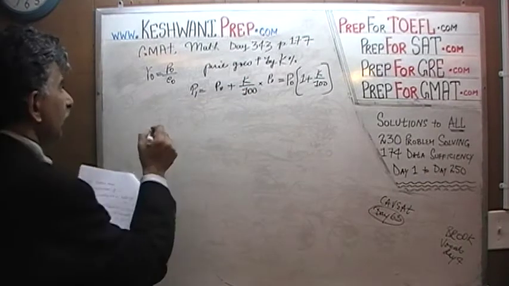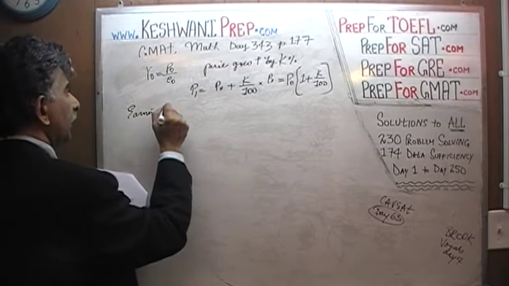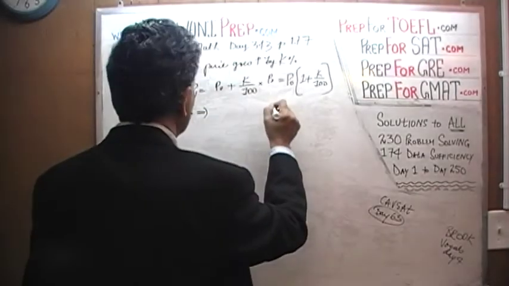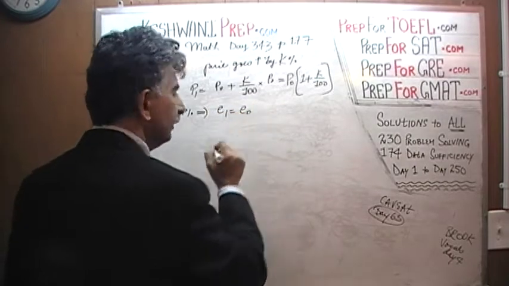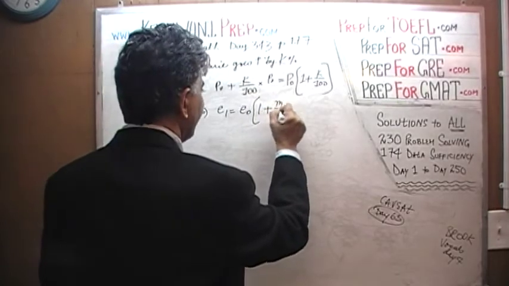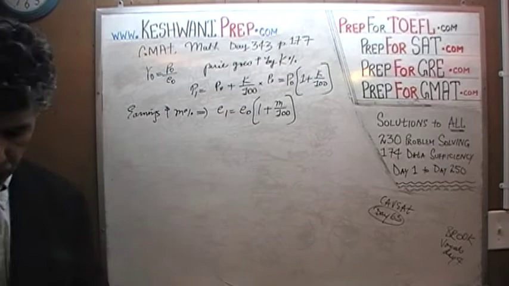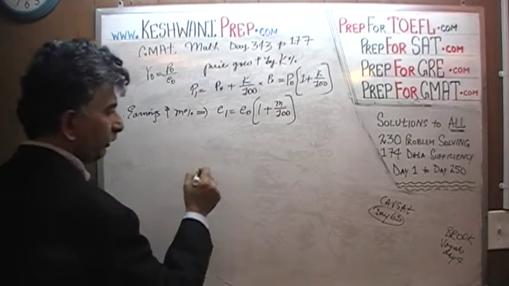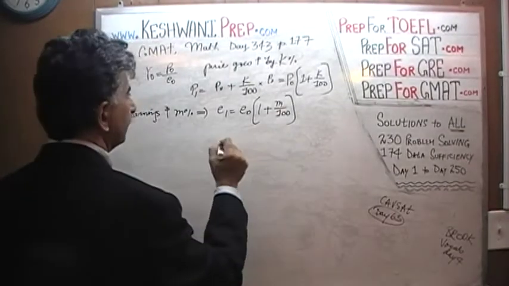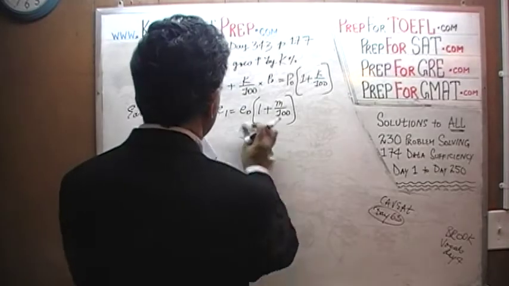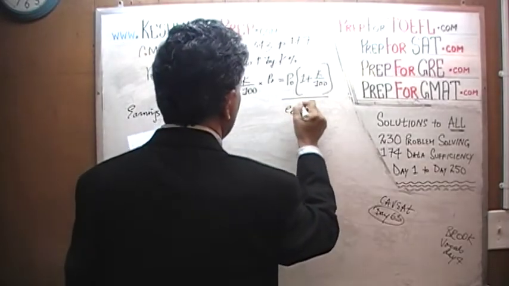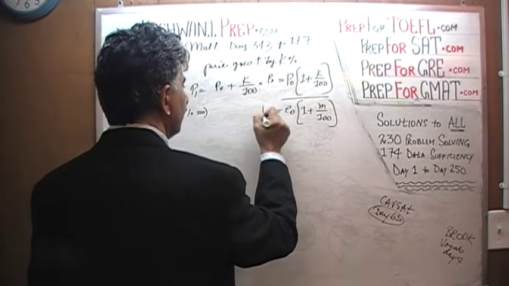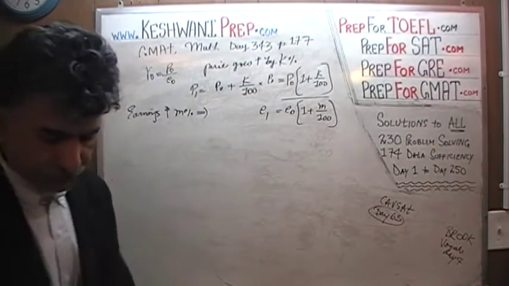Are you with me? Similarly, we are told that the earnings go up by M%, which implies that the new earnings, E1, is the original earnings times the increase of M%. Same exact procedure. So what's the change in the ratio? This is the new ratio, R1. It's P0 times (1 plus K over 100) over E0 times (1 plus M over 100), the new price over the new earnings.